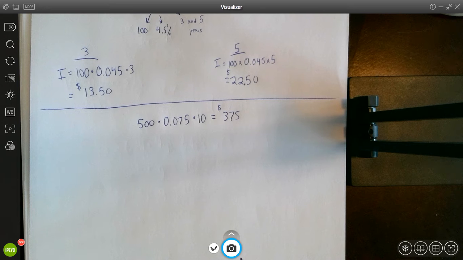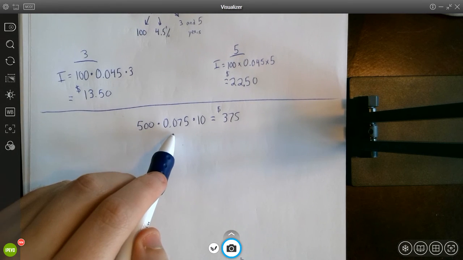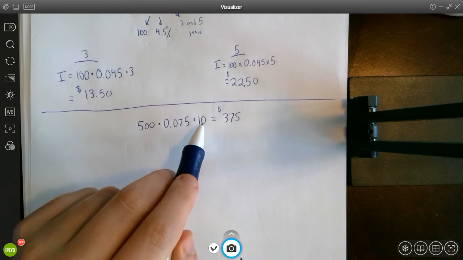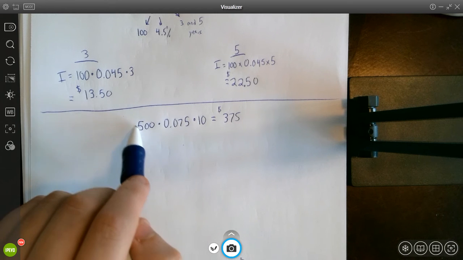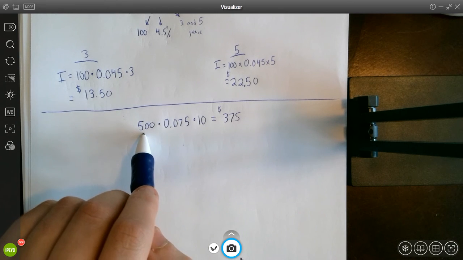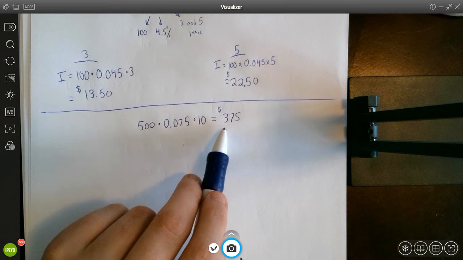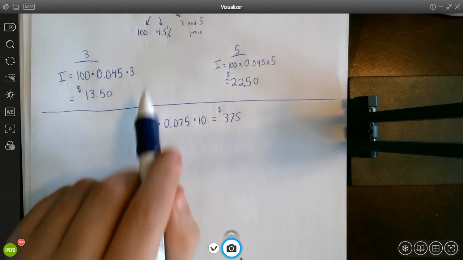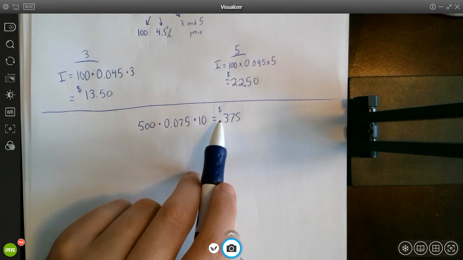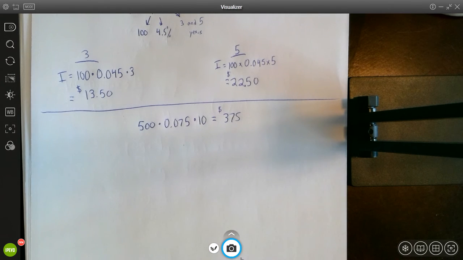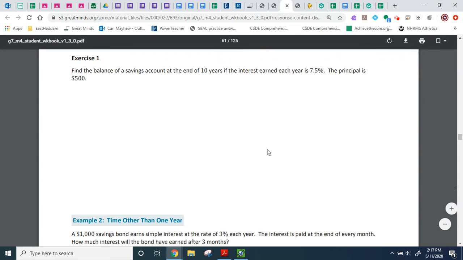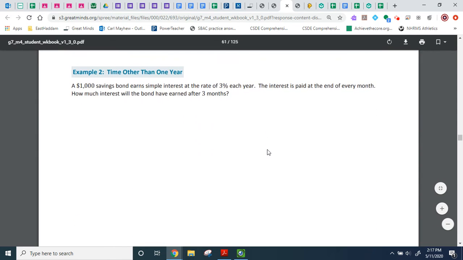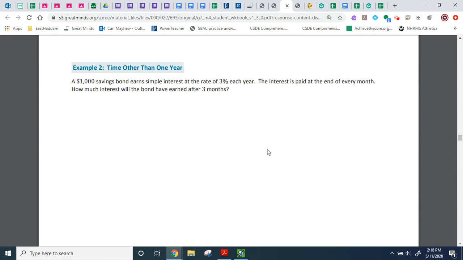So that is quite a bit of money, quite a bit of interest there over 10 years. You notice that the 4.5 compared to the 7.5% interest, you're getting quite a bit more. Plus, you're starting off with more money. The more money that you start off with, the more money you can earn, and the more time that you have there as well, the more money you can earn. So a couple factors that really go into how much interest you're going to earn when you're looking at that there. So now we're going to kind of switch gears a little bit and look at example 2.